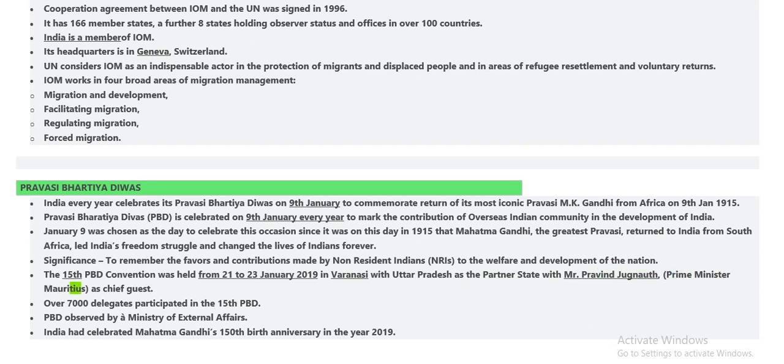Significance: to remember the favors and contributions made by non-resident Indians, NRIs, to the welfare and development of the nation. The 15th PBD convention was held from 21 to 23 January 2019 in Varanasi, with Uttar Pradesh as the partner state and Mr. Pravind Jugnauth, Prime Minister of Mauritius, as chief guest. Over 7,000 delegates participated in the 15th PBD, observed by the Ministry of External Affairs. India had celebrated Mahatma Gandhi's 150th birth anniversary in the year 2019.